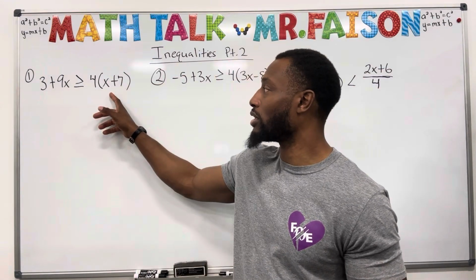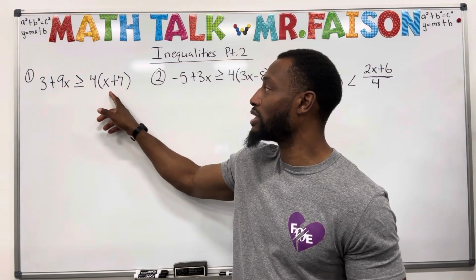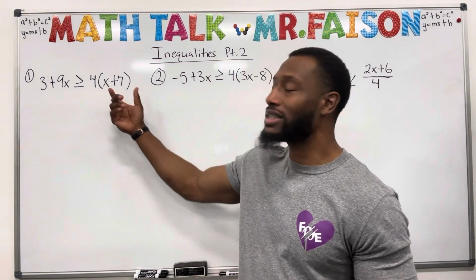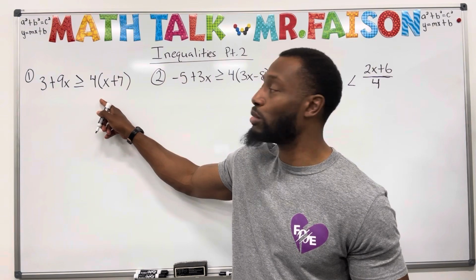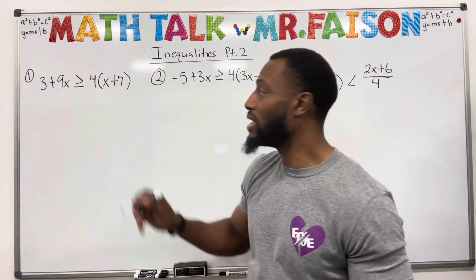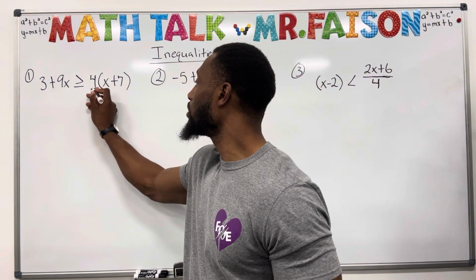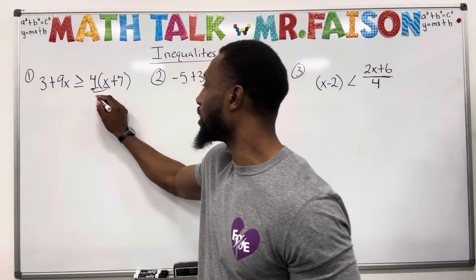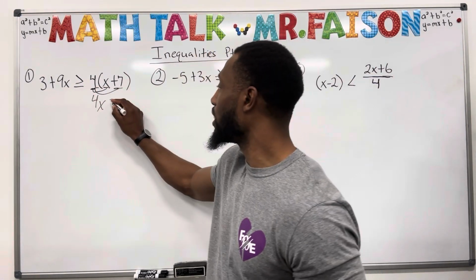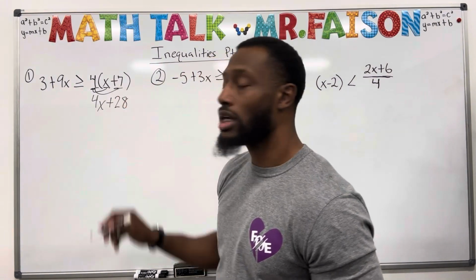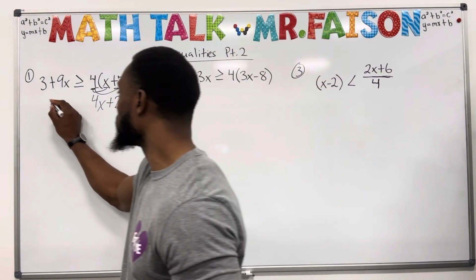So I go to the second part of the problem. 4, and in parentheses, x plus 7. The x plus 7 you can't combine neither because they're not like terms. But I can take this 4 on the outside and multiply it by everything on the inside. Meaning 4 times x, which gives me 4x. And 4 times 7, which gives me 28, a positive 28. And then I bring everything else down inside that problem.